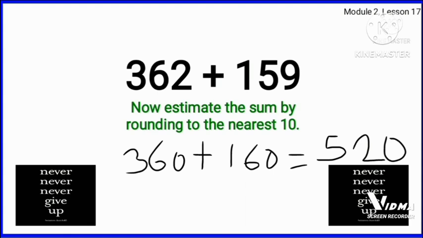So we can now add 360 plus 160, easier to add, 520. Remember, it's the same numbers. We got 600 before, and now we're getting 520. When we rounded to the nearest 100, we got 600. To the nearest 10, 520.